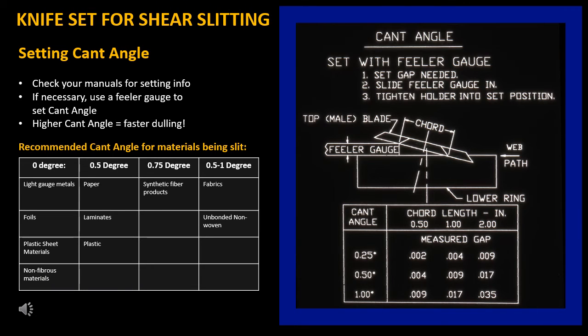Slitting machines and holder manufacturers should have precise instructions on what to set your top knife holder cant angle to. Many times this is built into your holder, but a good way to double check the cant angle in your holder is by using a feeler gauge and a flashlight to see what the cant angle actually is on your top knife in relation to the bottom knife.